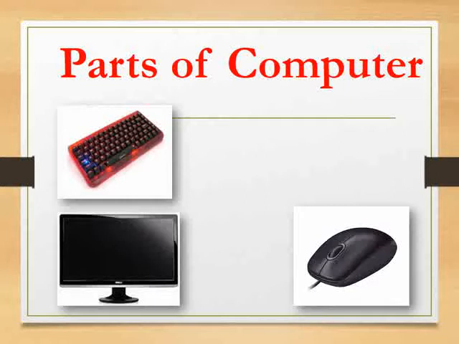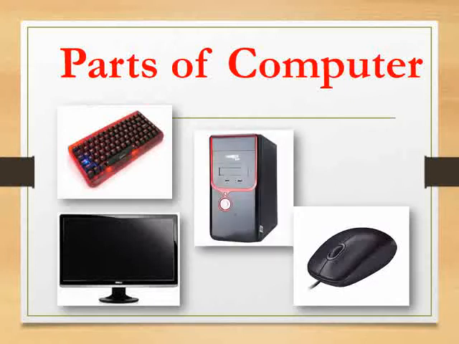The next one is monitor. Monitor exactly looks like our television screens. It is an output device. It shows us all the work we are doing on our computer. It is also known as VDU. So as we have learned, there are three types of monitors: LCD, LED and CRT.